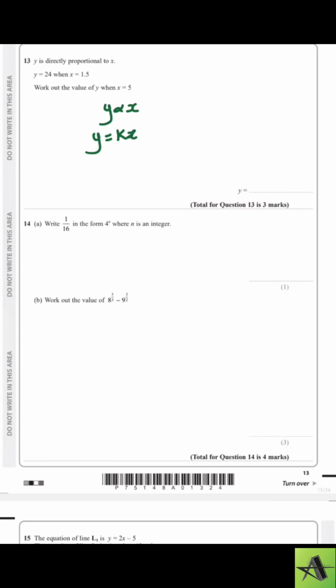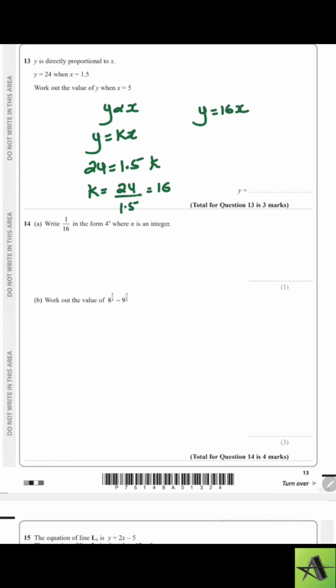To calculate the final equation, we have to calculate this constant k. Value of y is 24. Value of x is 1.5. From here, you can calculate the value of k, which is 24 over 1.5, that is 16. So my final equation is y is equal to 16x. This is my relationship between x and y. That's our first aim, to calculate the equation of x and y. Once we have the equation, just put the value of x to get the value of y.